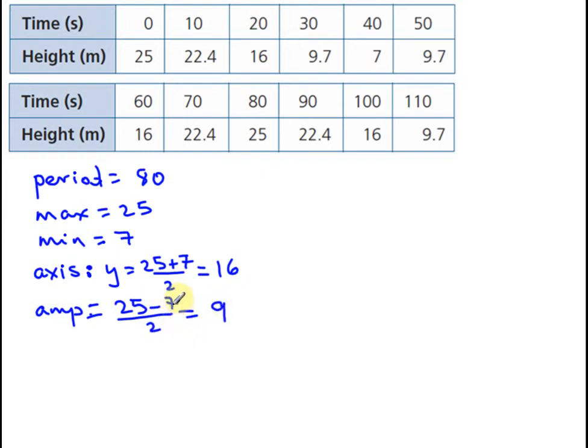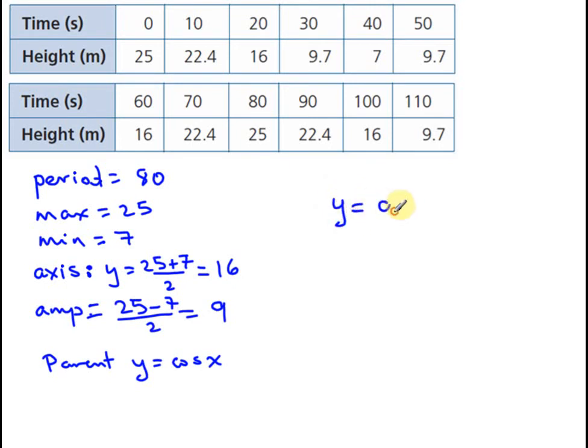The last thing that we need to interpret from this table of values is where it's starting. We see that it starts at the maximum. Anything that starts at the maximum, we're going to use our parent, positive cosine x. So that's going to be our parent function. Now let's figure out what the equation actually will be.